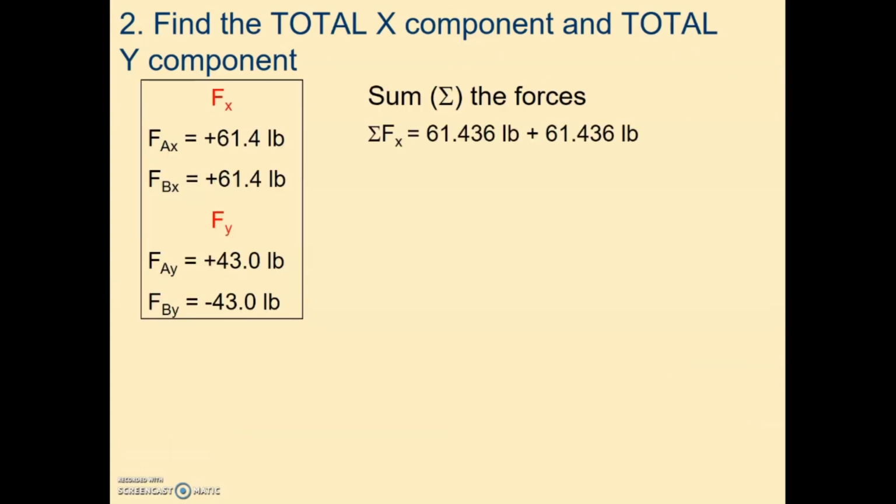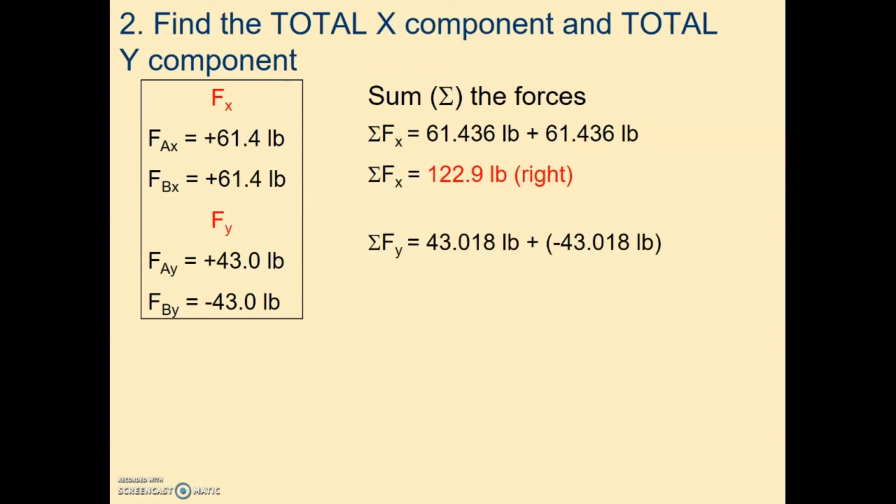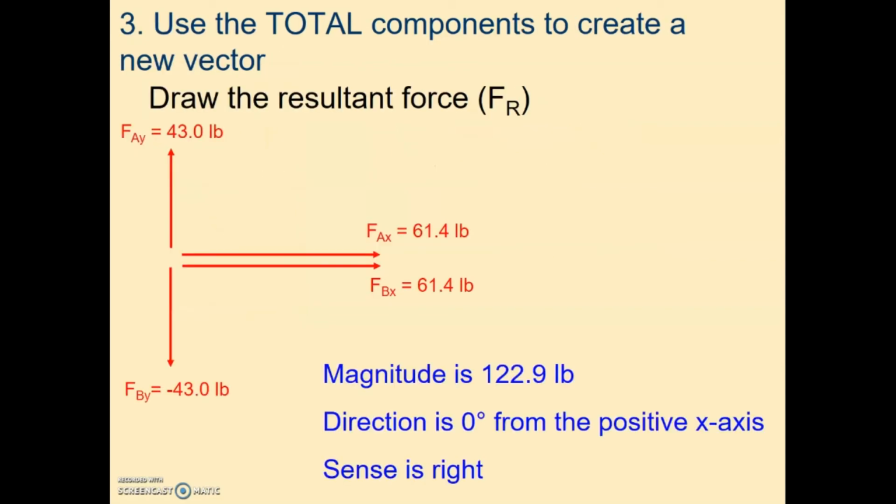In the X direction, if I add those two together, roughly we get 122.9 pounds, and that is going to the right because that's a positive number. If I'm going to sum my forces in the Y direction, 43 plus a negative 43 comes out to be 0. So these are the coordinates for our brand spanking new vector. So let's move on to number 3.